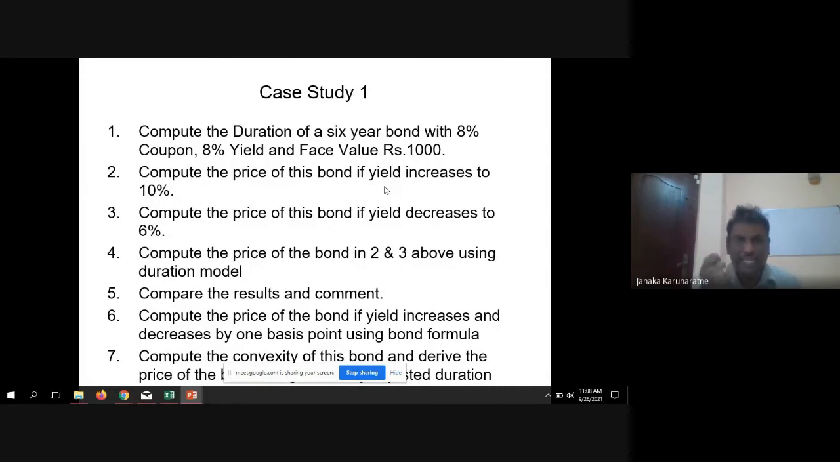Now in the second question, the only change is the yield. So the discount factor changes from the earlier 8% to 10%. So naturally the price should be below, because an increasing interest rate means the price will come down. So you should get a price below face value. Then the third question is a decreasing yield. So the only change is that the discount factor will change from 8% to 6%, so definitely the price should go up.